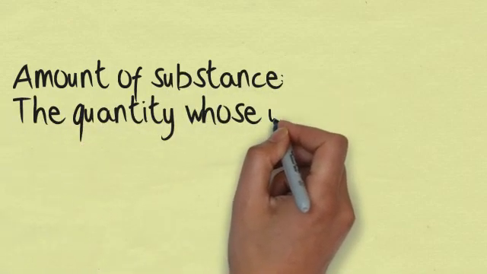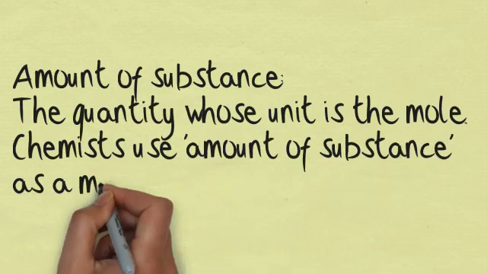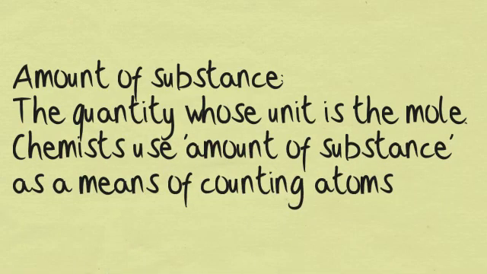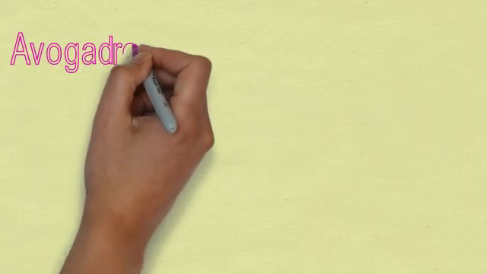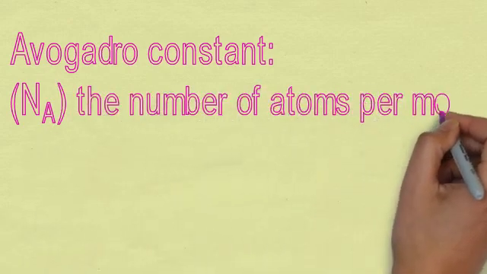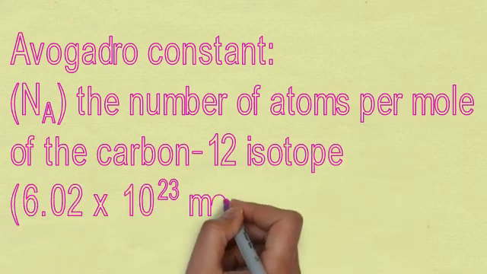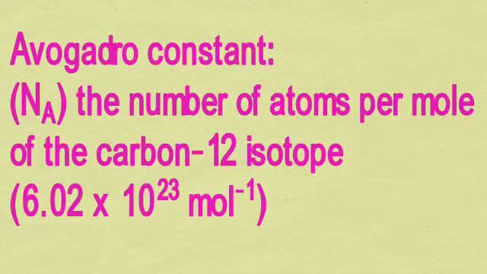Amount of substance. This is the quantity whose unit is the mole. Chemists use amount of substance as a means of counting atoms. Avogadro's constant, or NA, is the number of atoms per mole of the carbon-12 isotope, and this is a number which is very large, and it's 6 × 10^23.